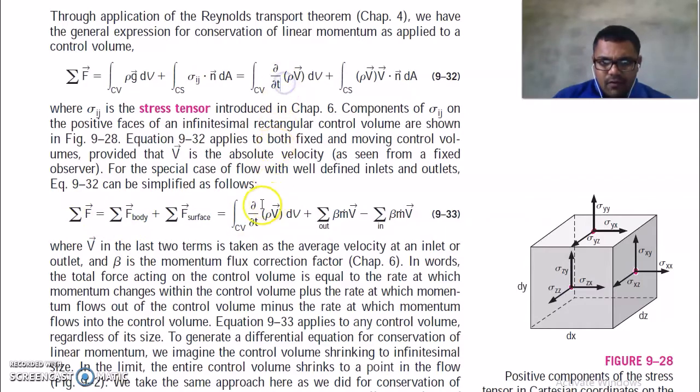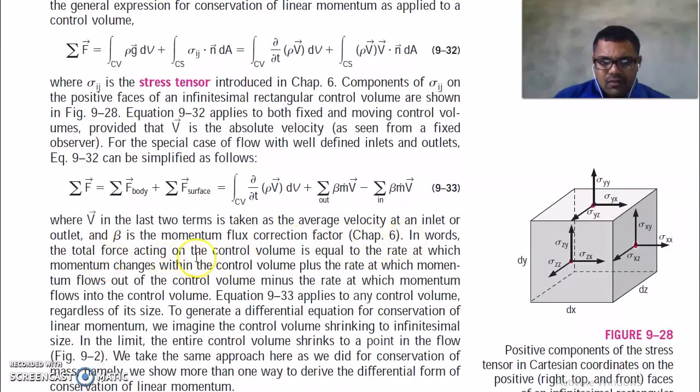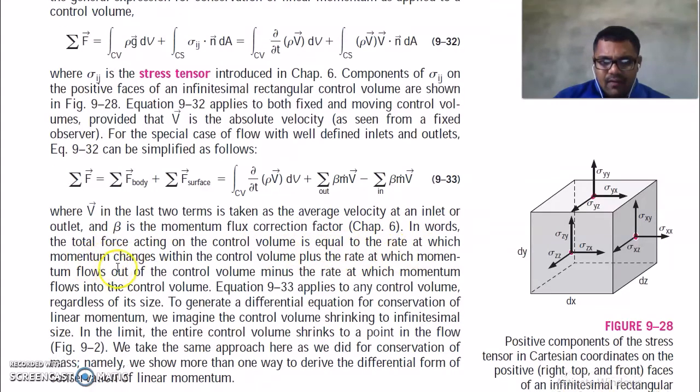This is your body force. Surface force can be expressed in terms of this, where V in the last two terms is taken as the average velocity at the inlet and outlet, and beta is the momentum flux correction factor. In other words, the total force acting on the control volume is equal to the net rate at which the momentum changes within the control volume plus the rate at which momentum flows out of the control volume minus the rate at which momentum flows into the control volume.